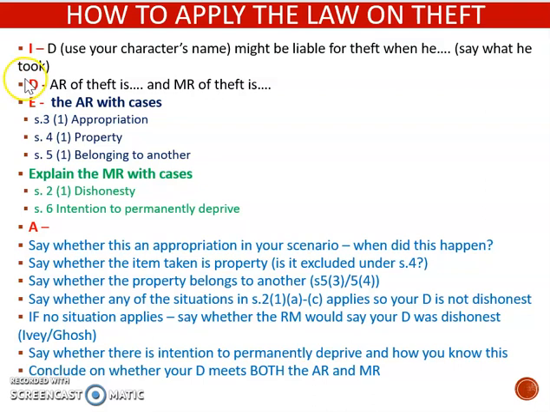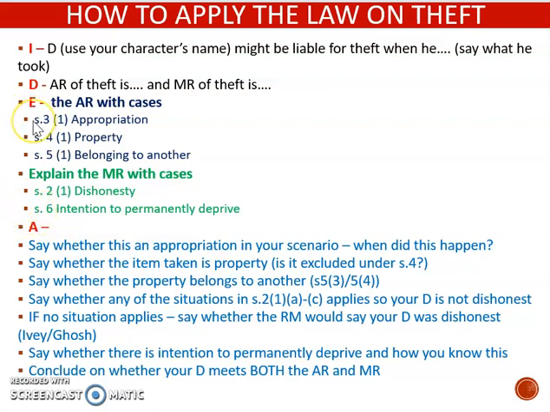We then define the actus reus and the mens rea of theft. So the actus reus of theft is the appropriation of property belonging to another, and the mens rea of theft is dishonest intention to permanently deprive. So in our D, we just list it. Then E, we are going to explain what we've just listed there with our cases. And this is where your answer can get quite long. So you need to be quite succinct, putting your cases in brackets so that you don't run out of time.